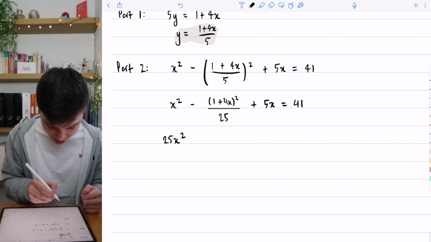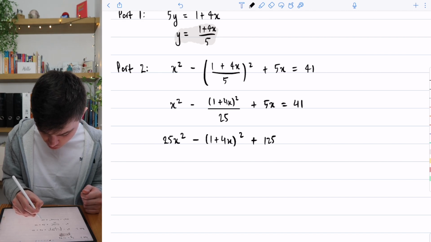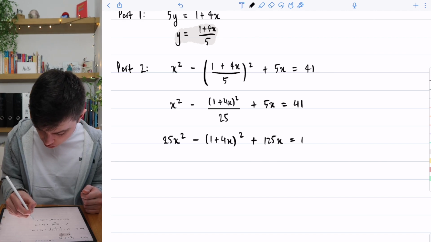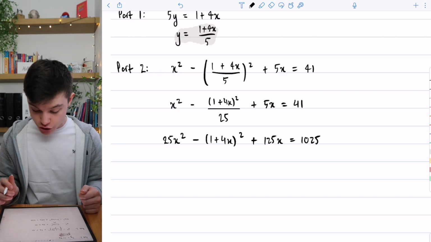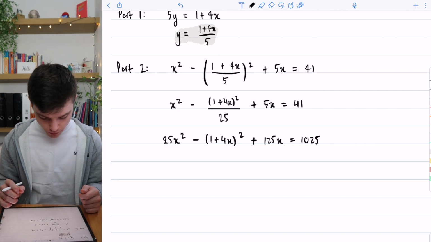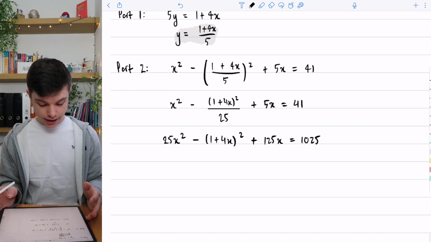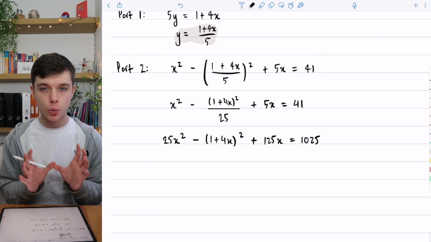So we're going to have 25x squared minus 1 plus 4x squared plus 125x is equal to 1025. Just checking that's correct. That's what we need to do. Okay, then what I'm going to do is, I need to solve this quadratic, and what I need to do is get it in our general quadratic form.